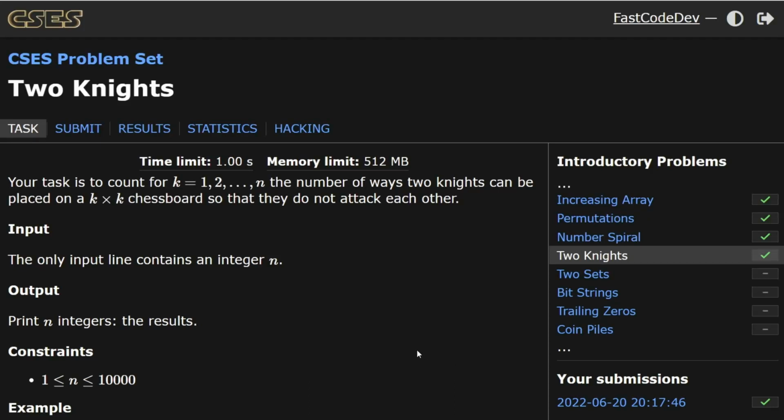All right, so two knights problem from the CSES problem set. The instruction goes as follows. Your task is to count, for k equals 1 up until n, the number of ways two knights can be placed on a k by k chessboard so that they do not attack each other.